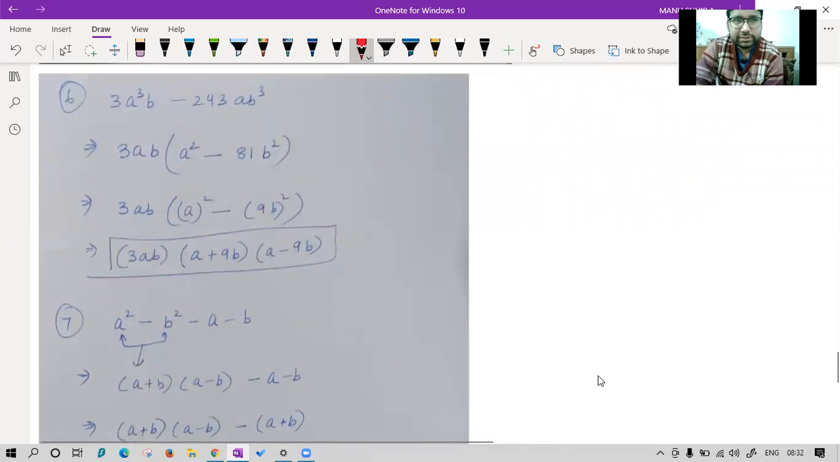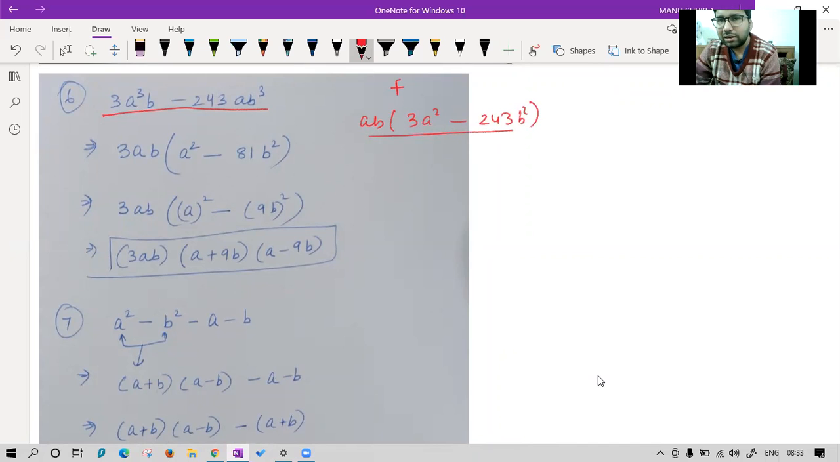Now question number 6, again very simple question. Just by looking at the question you will think it will be very difficult for you, but as soon as you go through the procedure of factorization by taking common, you will get the things. Suppose you have taken common only AB at the first, 3a square minus 243b square. Again you will say, sir, nothing is applicable.